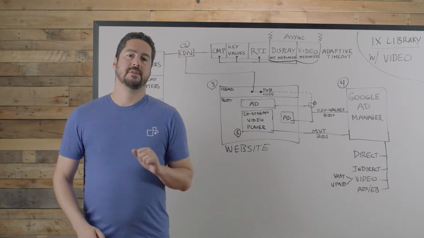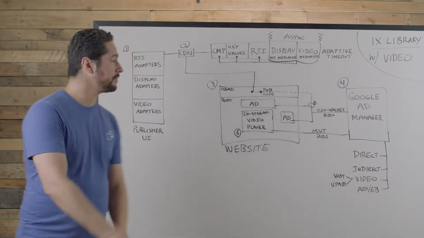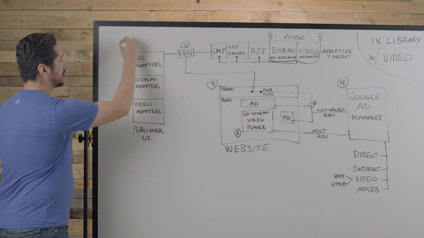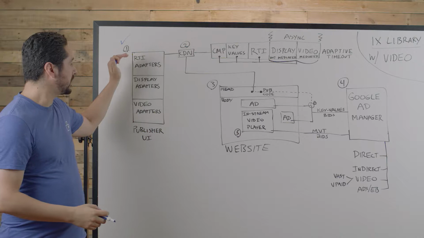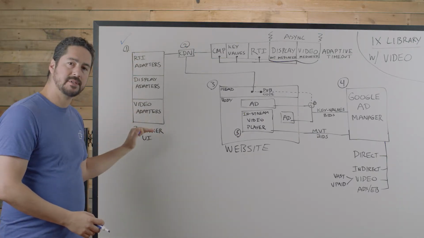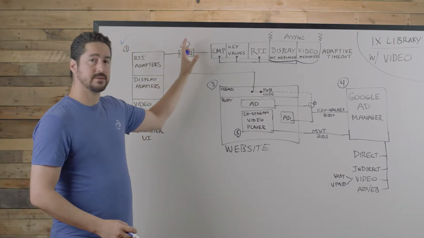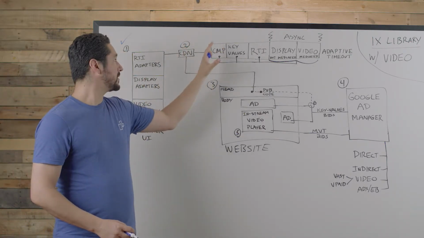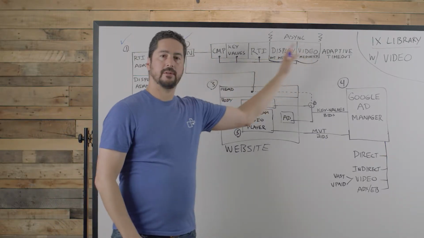5 easy steps is all it takes to go from setup to a video in a video player. Step 1, you log into a publisher user interface, and much like today, you set up your real-time identity adapters and your display adapters. There's now a section where you can set up video adapters. All of these settings are transferred over into a content delivery network hosted by Akamai, where your library file lives.